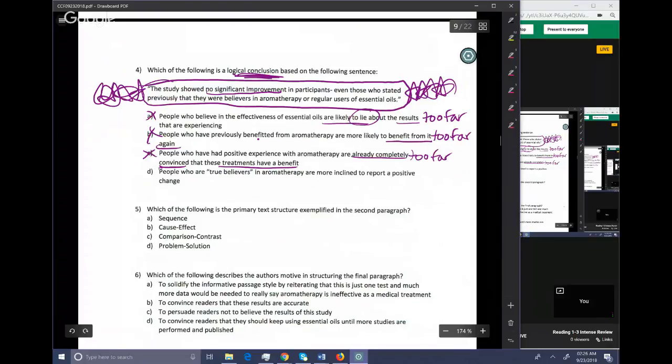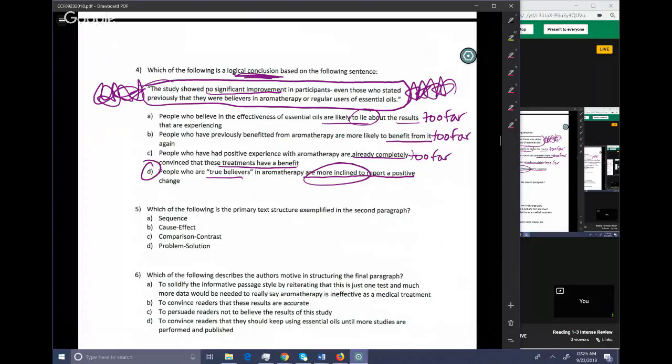And then the last one, people who are true believers, as they quoted in aromatherapy, are more inclined to report a positive change. The reason that this sentence is there is because they're trying to say not only did people who don't care about essential oils report no change, people who do care about them also reported no change. And the reason that's worth noting is because they would be more inclined to report a positive change.